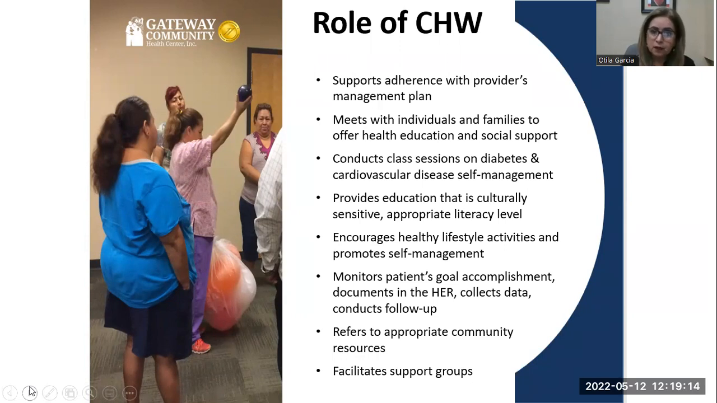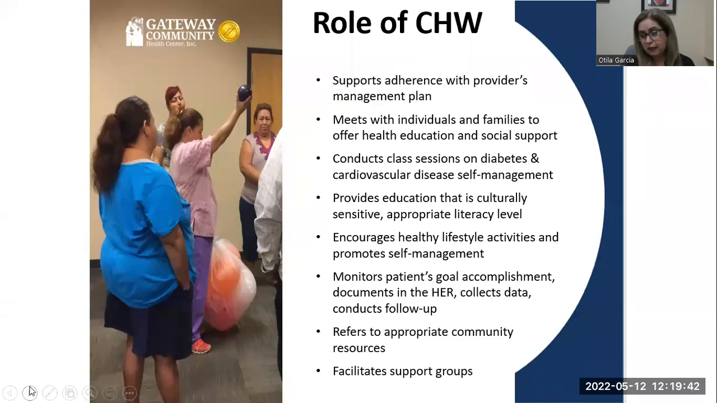the role of community health workers has been to support adherence with providers' management plan, to meet with individuals and families, to offer health education and social support, to conduct a class session on diabetes. And this can be in a group setting or a one-to-one setting, depending on the need of the patient. Provides education that is culturally sensitive and at an appropriate literacy level.